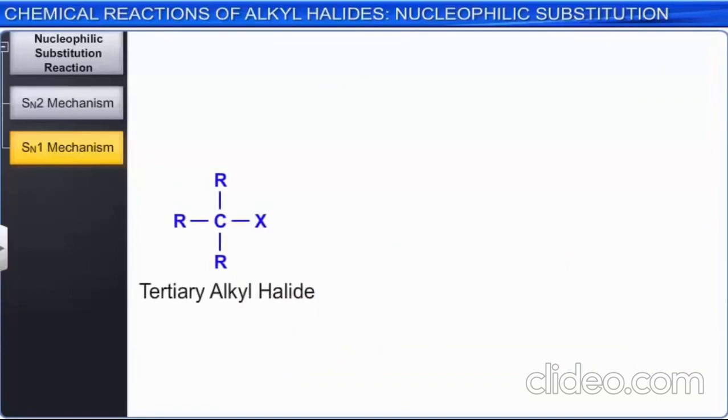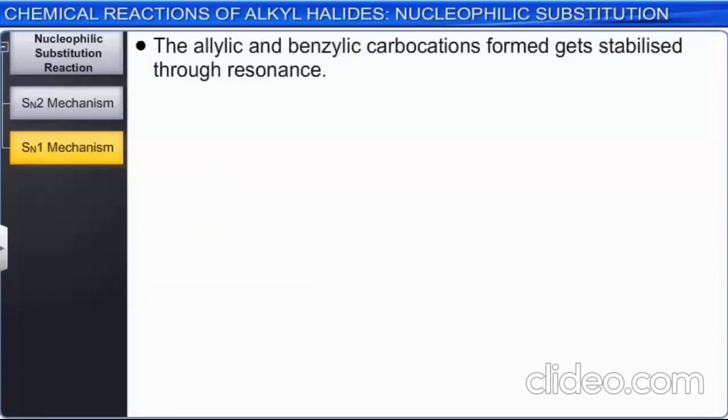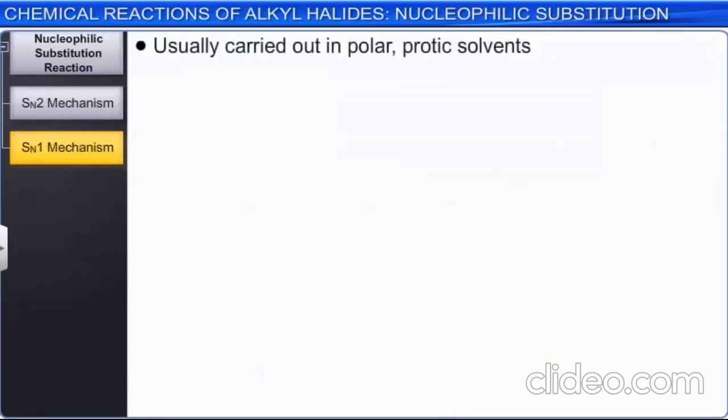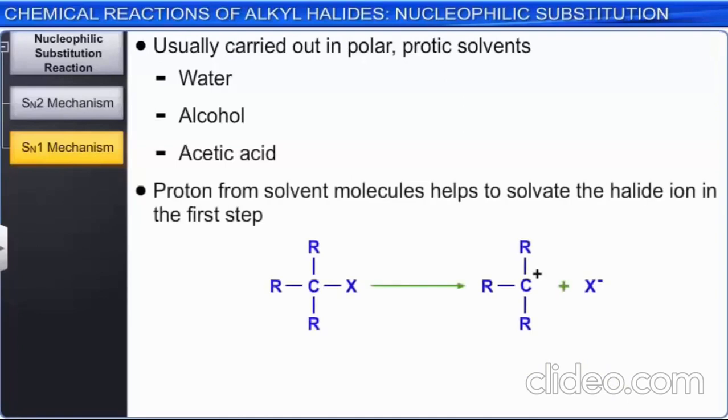Allylic and benzylic halides also show high reactivity towards the SN1 reaction. This is because the allylic and benzylic carbocations formed get stabilized through resonance, as shown here. SN1 reactions are usually carried out in polar protic solvents such as water, alcohols, and acetic acid. The proton from the solvent molecules solvates the halide ion as it leaves in the first step of the mechanism.